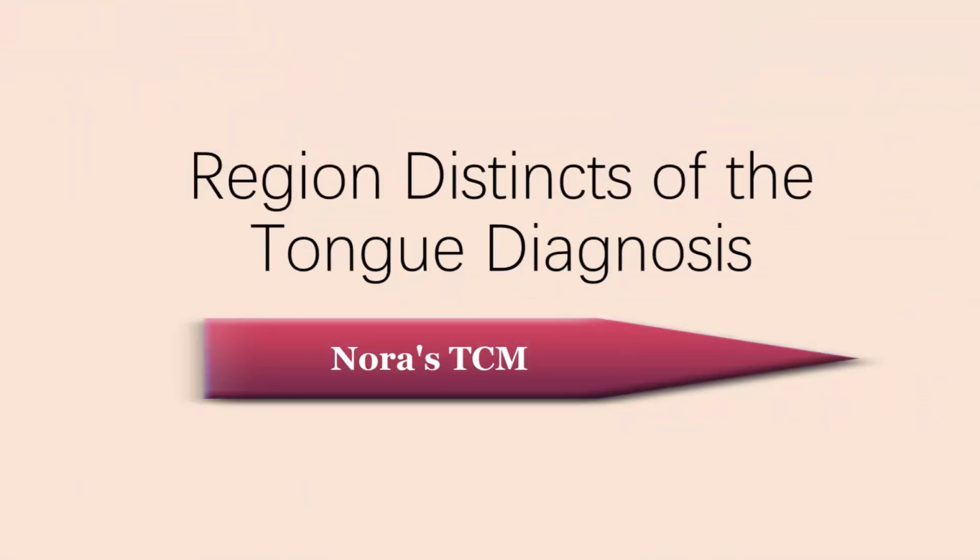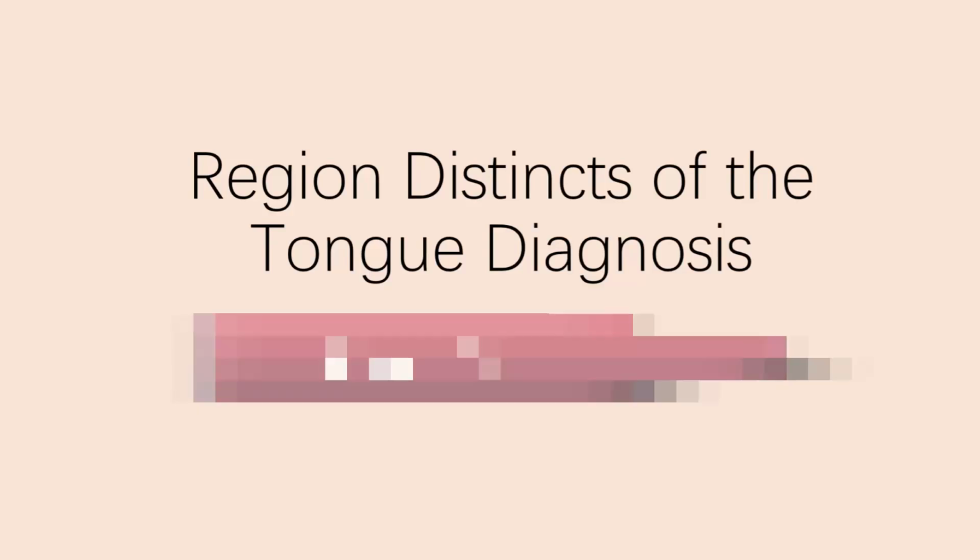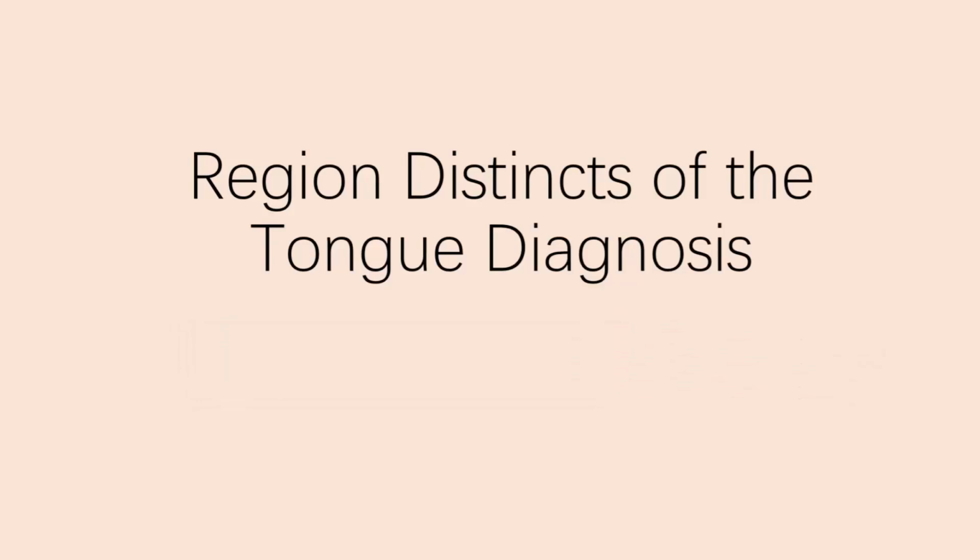Today we're going to discuss regional distinctions of tongue diagnosis. First, let's have a look at the distribution of the five organs in the tongue. The tongue tip is connected with the heart and the lung, or upper jaw.